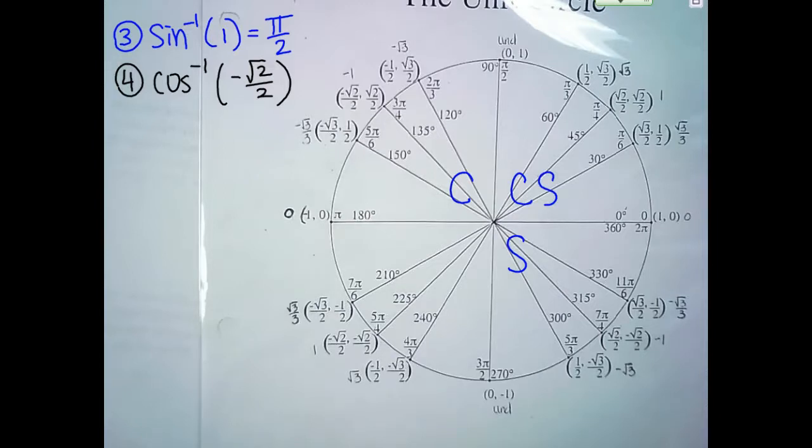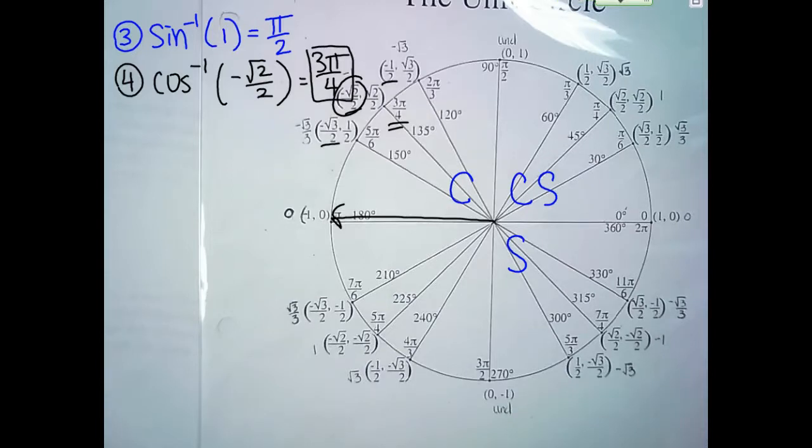I have a negative cosine. Cosine is negative only on this side, right? And you're only allowed in this quadrant, quadrant 2. Only allowed here. So a negative cosine, these are my options. So it's this, which gives me 3 pi over 4, right? You getting it? 3 pi over 4.